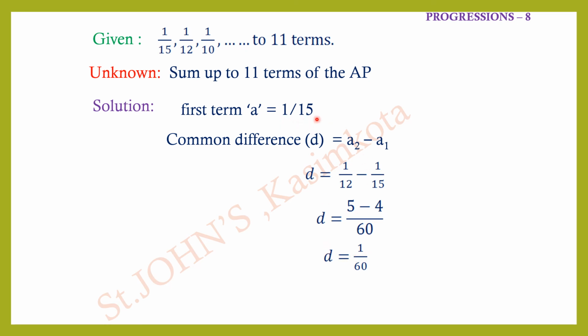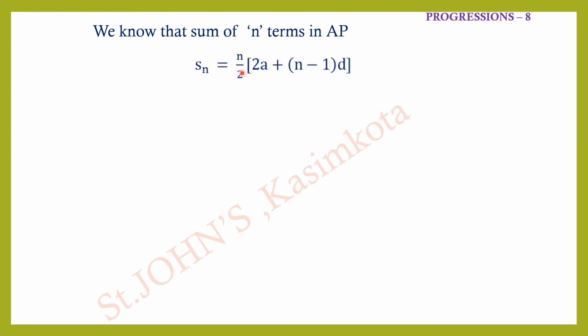At the same time, n equals 11 also. The number of terms n is equal to 11. We know that the sum of the first n terms in an AP, Sn, is equal to n by 2 into 2a plus (n minus 1) into d. So substitute these values: n means 11, and the difference is 1 by 60. So substitute the values.